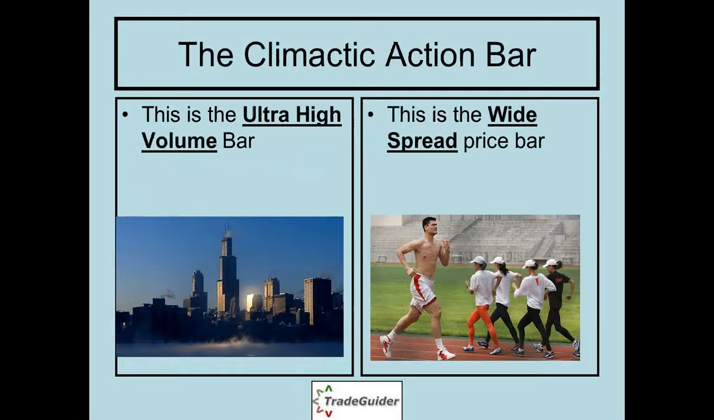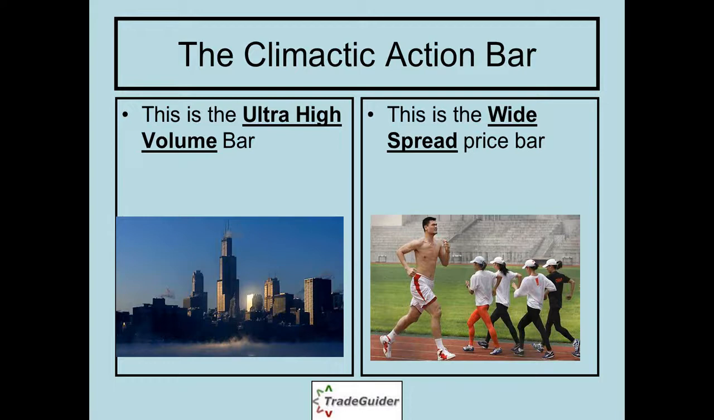So it's the climactic action bar. This is ultra high volume. This is a picture of the Willis Tower, or the Sears Tower. It got renamed in Chicago, Willis Tower. It used to be the tallest building in the world. And this is the widespread price bar. Here's Yao Ming. He was the tallest basketball player just before he recently retired. Those are all the little people. Of course, they're not very little, but compared to him, they are.